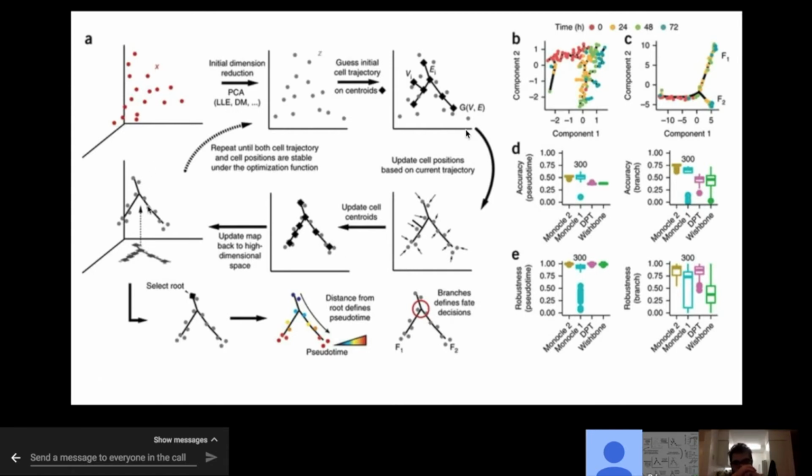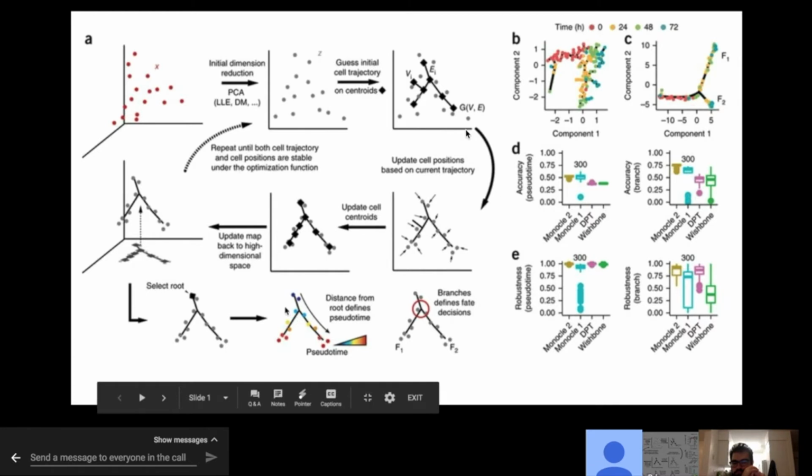And then finally, as the user, you have to select what your parent population is. And in this case, you just look at expression of genes of interest, and you'll be able to see, oh, here's my stem markers. So this is the root of my population. And then Monocle will go in and calculate pseudotime, which is just geodesic distance to a root cell. And then lastly, you can look at the branches that determine cell fate for differential expression analysis.